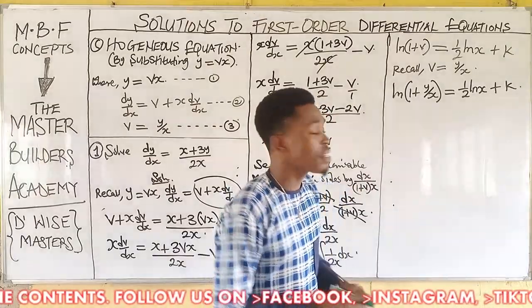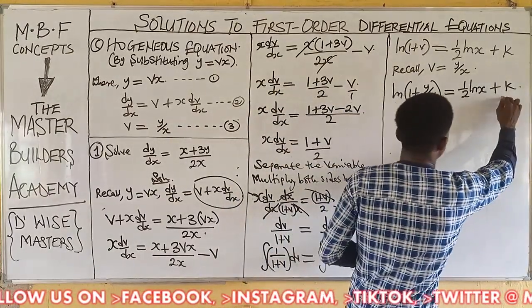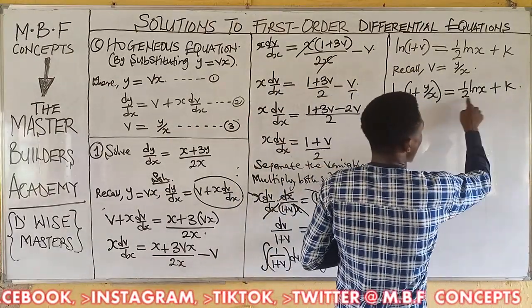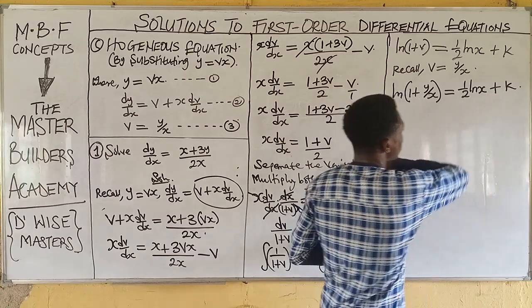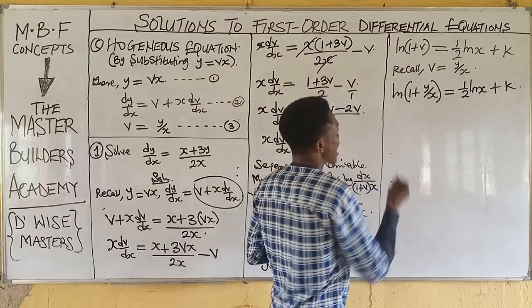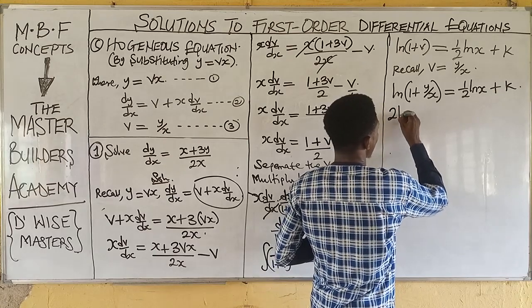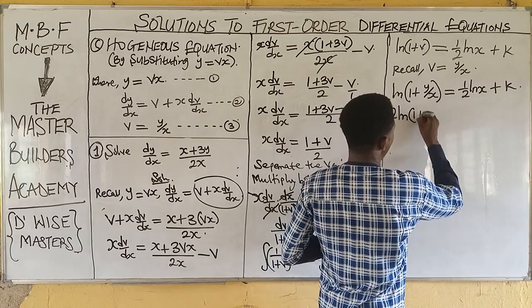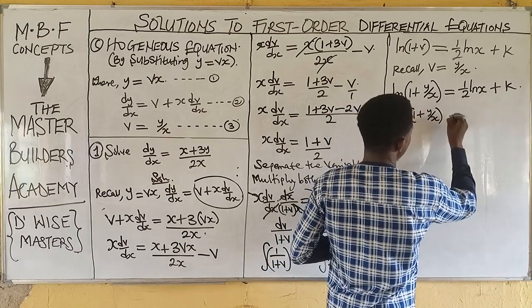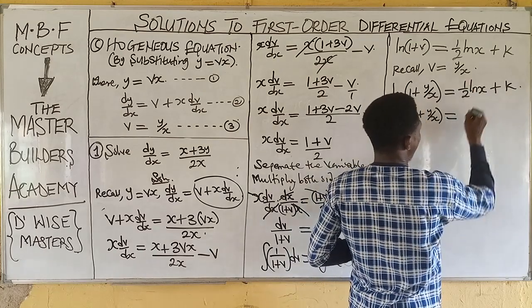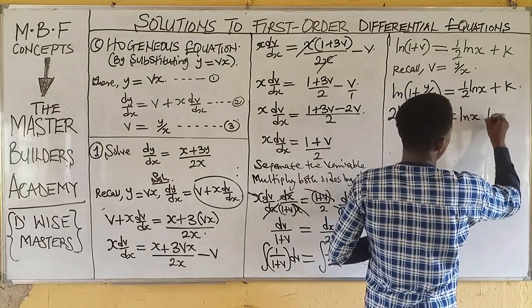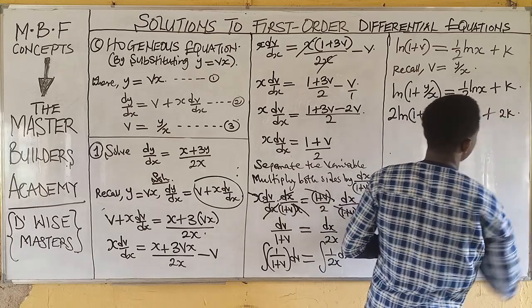But now let's progress a bit. Now, I can decide to clear up this fraction. Alright? Now, I have a denominator here, so I can decide to multiply all through by 2. And if I do that, I'm going to have 2 ln of 1 plus y over x is equal to, when I multiply this by 2, I just have ln x. And when I multiply this, I have 2k.